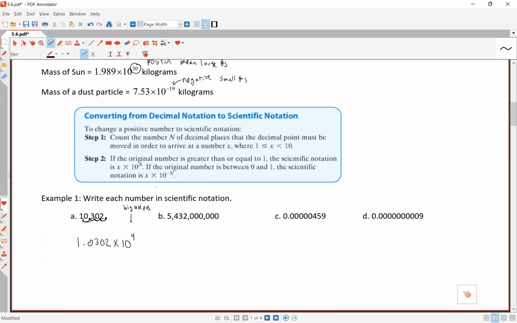Whereas 5,432,000,000, my decimal sits here. I have to move it over 3, 6, and 9 spaces until I can make the number be between 1 and 10. 5.432 is between 1 and 10. Now I offset that, or I make this equivalent by multiplying by how many spaces I moved it, which was 9, positive 9, because we have a big number.